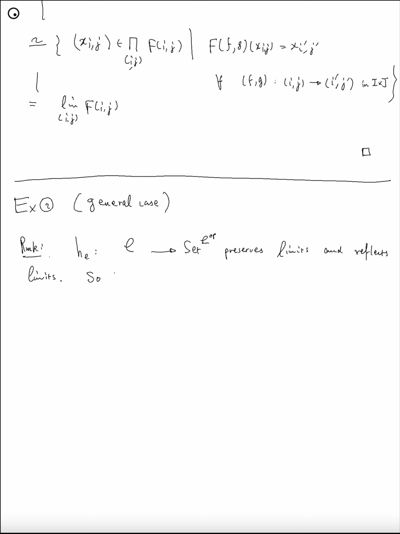So if J from I to C is a diagram in C, then the limit of those objects GI, sorry, then the limit of those objects GI in C exists if and only if the limit of them exists there, you need an embedding like this.